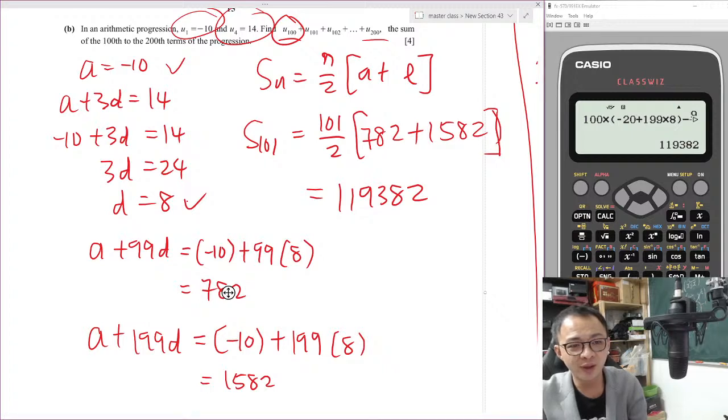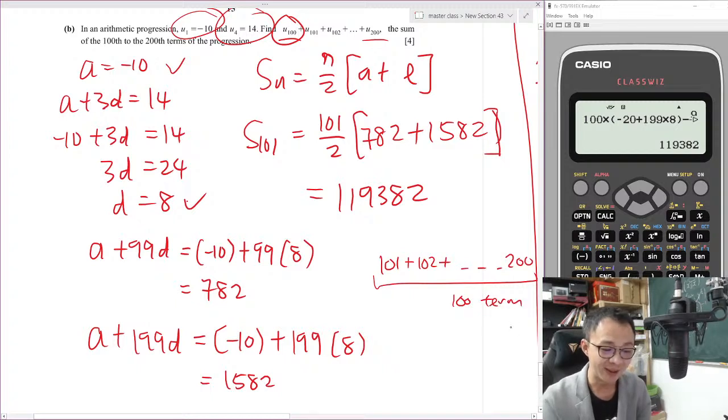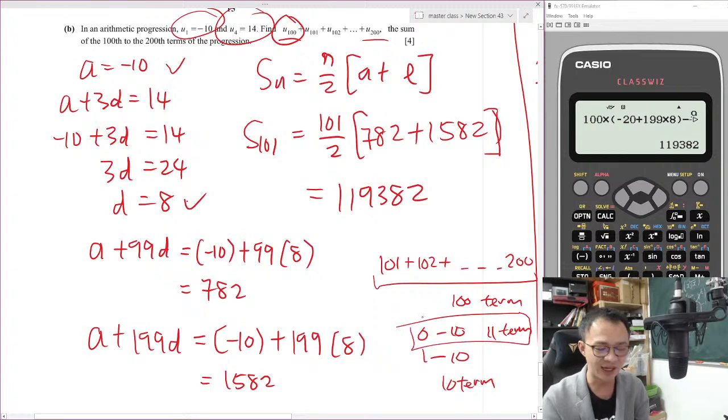Why is it 101 terms? Because if it's from 101 until 200, the total will be 100 terms. But it doesn't start from 101, this one starts from 100. You just think like from 1 to 10, how many terms do you have? You have 10 terms, right? But if I tell you 0 to 10, how many terms do you have? You have 11 terms, right? This one you kind of need to understand how to get the 101.